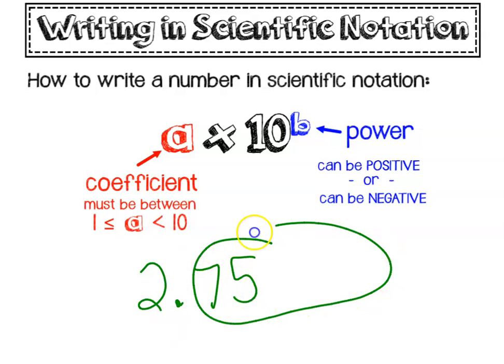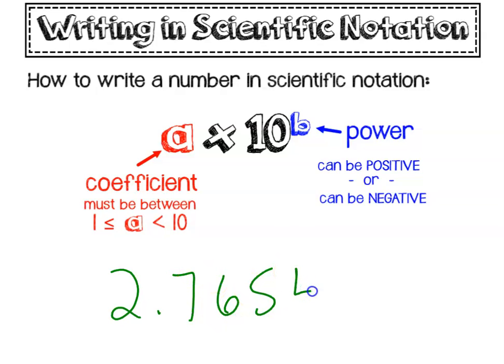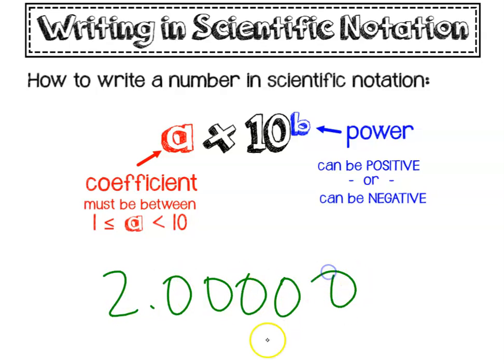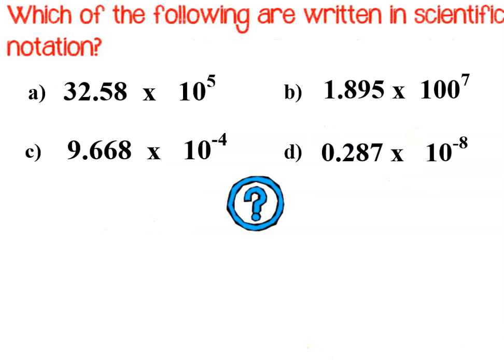All right, so the front number here has to be a number between 1 and 10. And it can have as many numbers as we want after the decimal. It can be short, it can even be a 0, or it can be long. But what it won't have is all these zeros. Now your power of 10 can be positive or it can be negative, depending on what type of number you have, large or small.